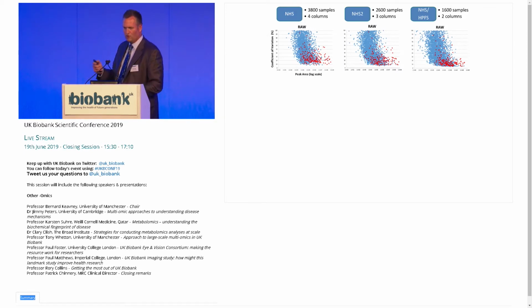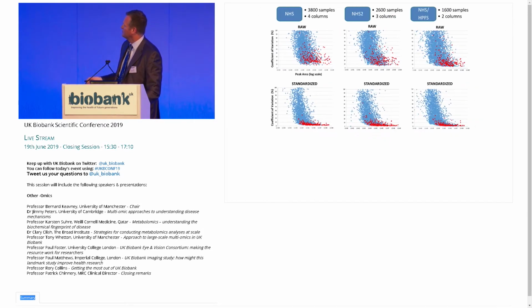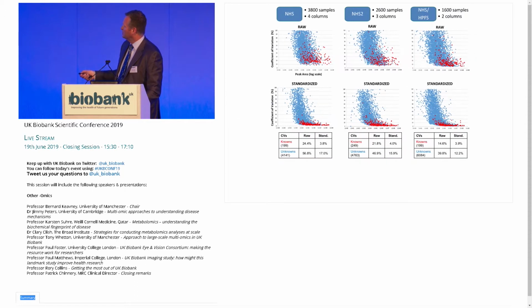What these are plots of is the coefficient of variation for each metabolite in the pooled QC samples and the peak area, the raw signal intensity. And these look terrible because it's raw data, so really high CVs. But after you standardize the data, we end up going from having, say, a median CV among our knowns of 24% in terms of the signal intensity down to a 3.8% median CV.